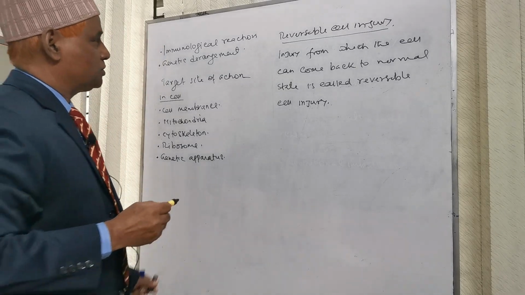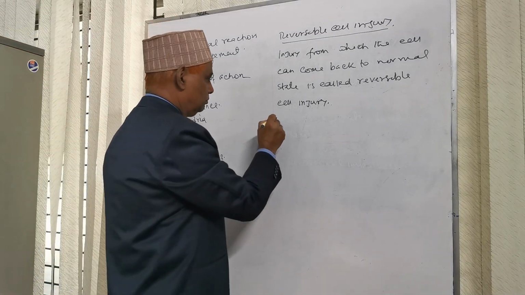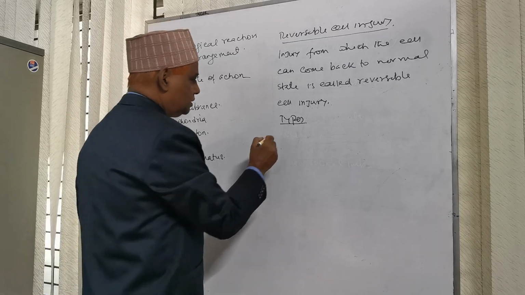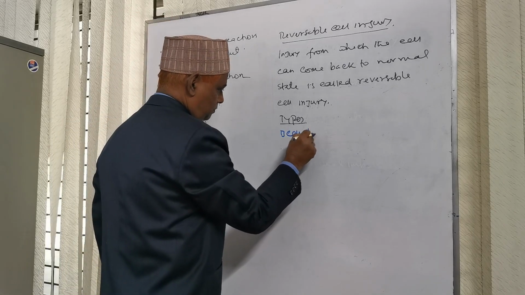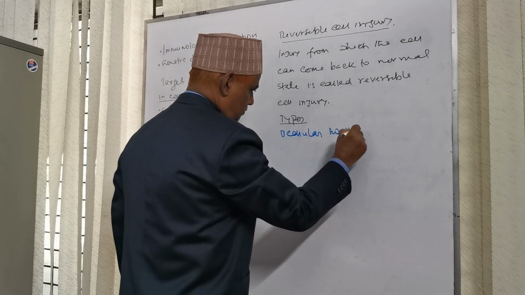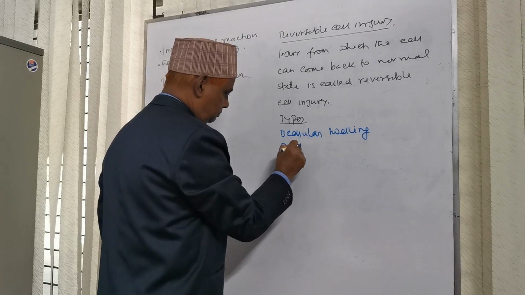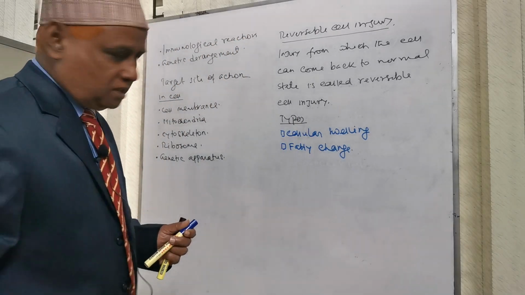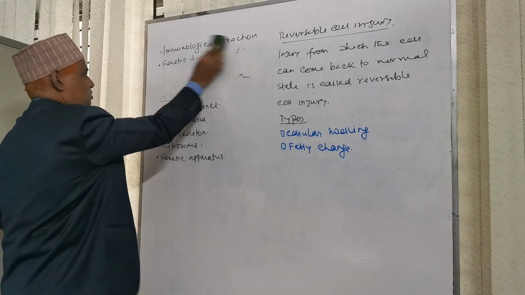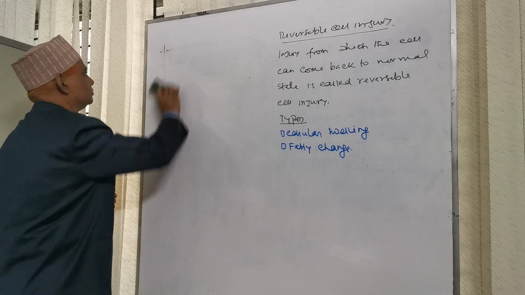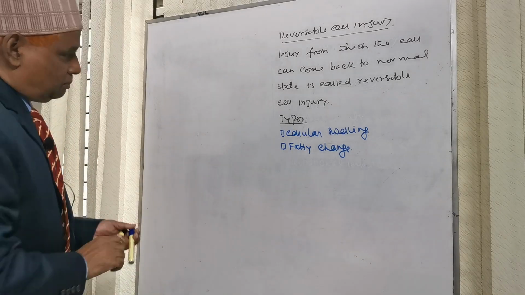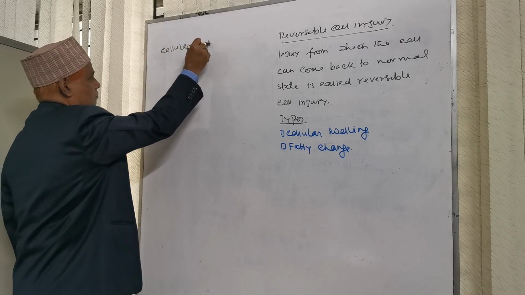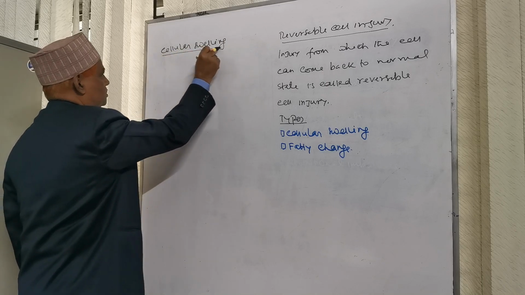Now come to the types of reversible cell injury. One is cellular swelling, another is fatty change. Now come to cellular swelling.